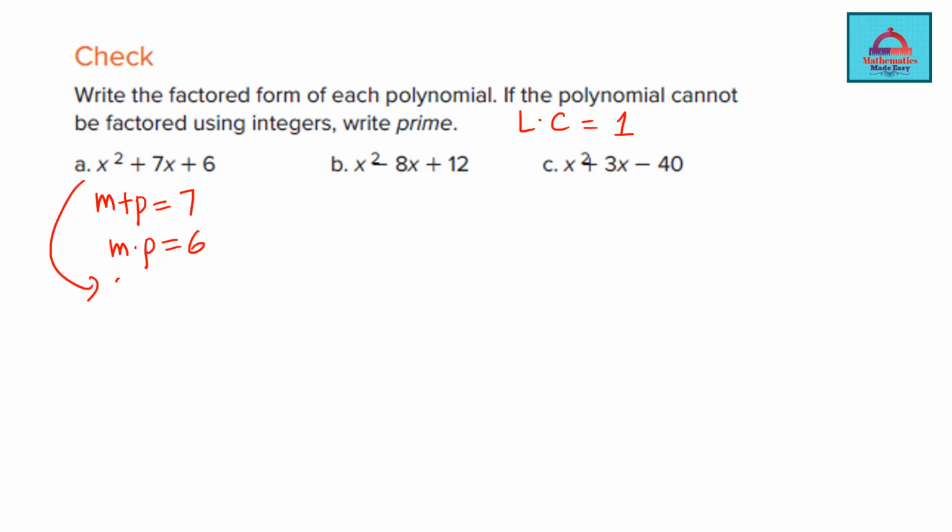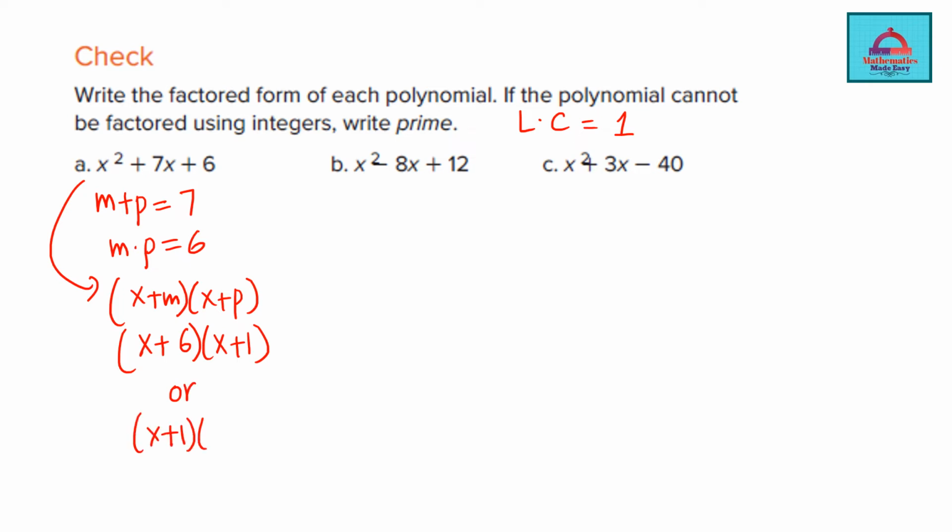So we can directly write this as x plus m multiplied with x plus p, which can be written as x plus 6 multiplied with x plus 1. Now remember, if we change the order, if I write x plus 1 first and x plus 6 later, it is also correct. The answer will not be changing. Both are correct answers.